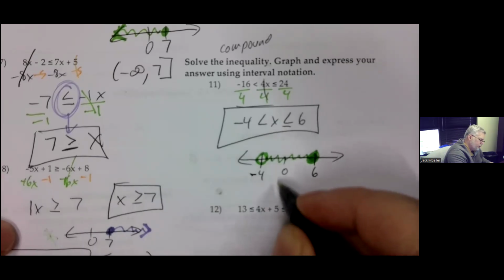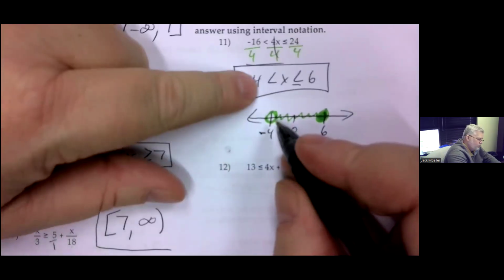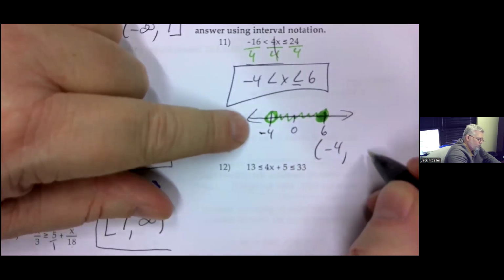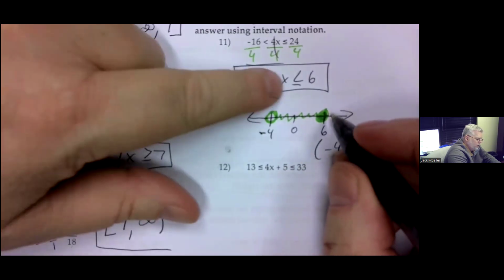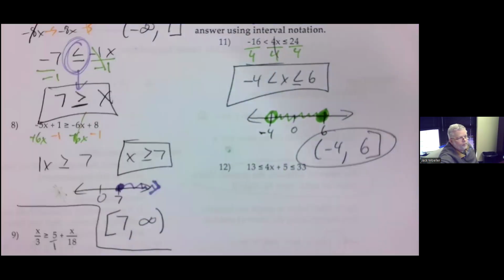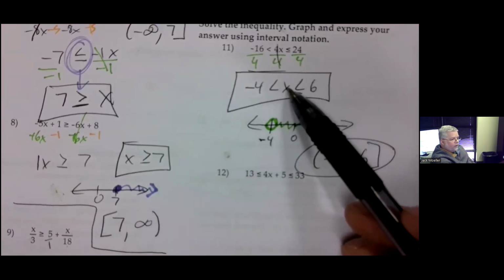So interval notation is how far left. So how far left is negative 4. There's no equals, so we put parentheses. So parentheses negative 4, comma 6. There is an equals, so we put the bracket on the 6. That's compound inequality. You're just getting x, your variable, in the middle by itself.